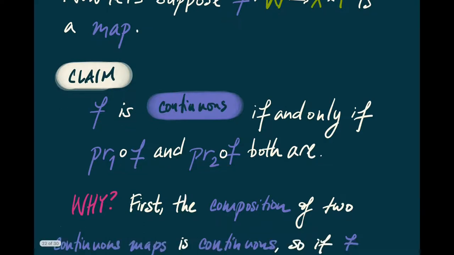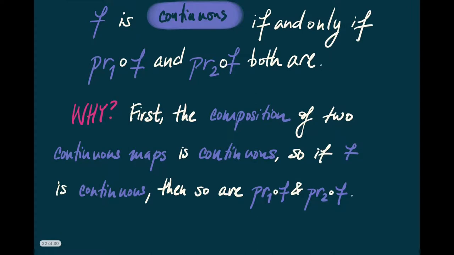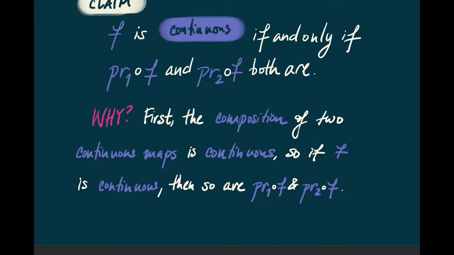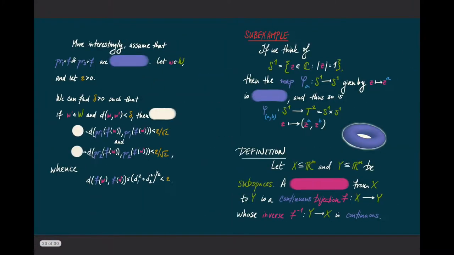Well, let's see why. Let's prove it. First, the composition of two continuous maps is always continuous. That's something that we just saw on the previous page. So if F is continuous, and PR1 and PR2 are continuous by what I just proved, it follows that PR1 circle F and PR2 circle F are both continuous. That wasn't so bad. So now let's see the other implication. I want to show that if PR1 circle F and PR2 circle F are both continuous, then F itself is continuous. To prove that, let's use the epsilon delta definition of continuity.